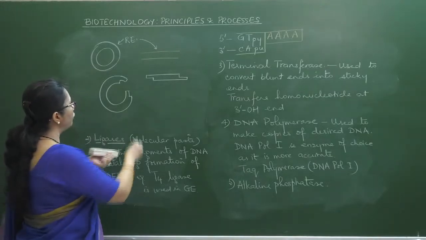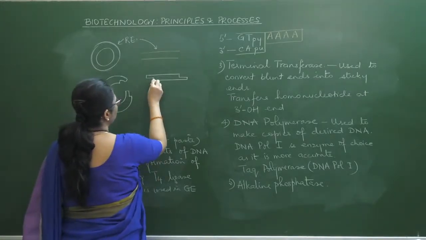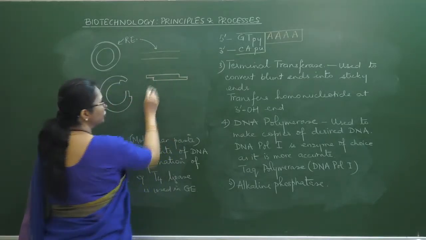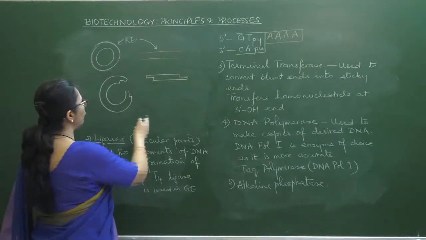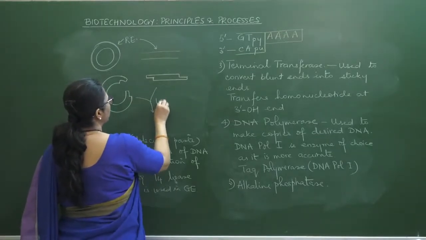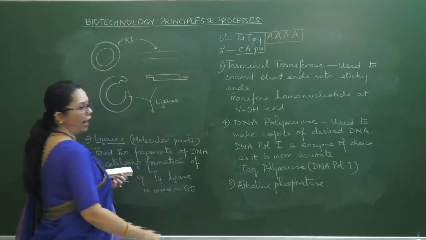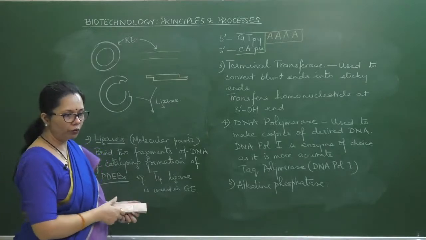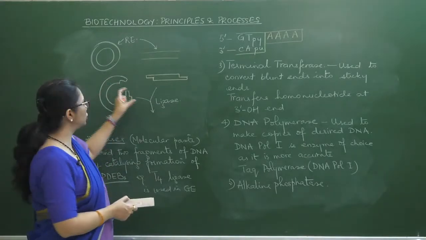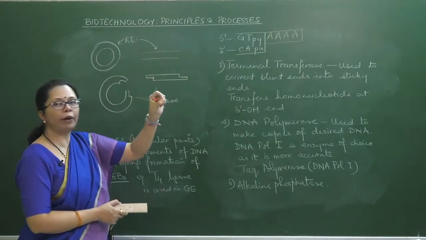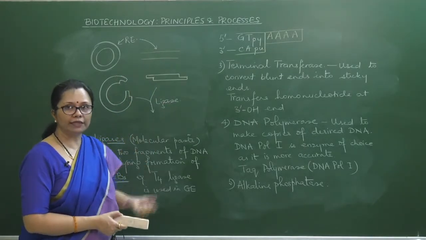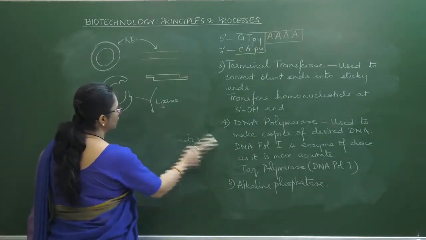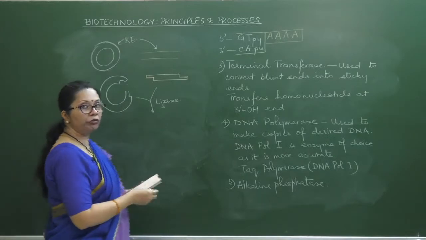Now we put both of these together. Yes, let me put a different color. And nothing is visible by naked eye, you see. We put both of these together and we put our ligase, and we want that this attaches here, so that a recombinant DNA is formed. But quite often what happens is that these two ends, these are sticky ends, will bind together, and that's what is called self-ligation.